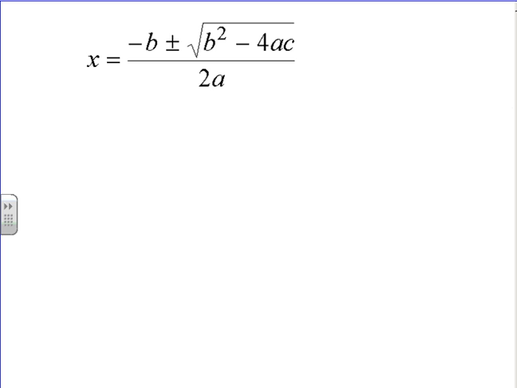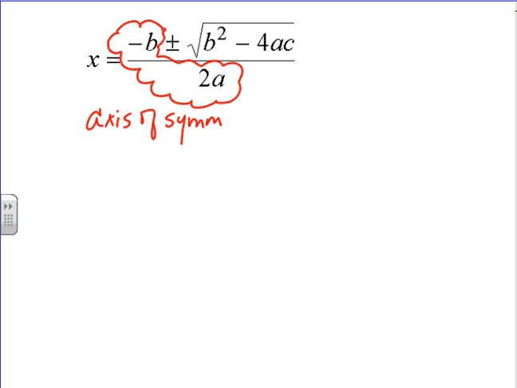Now, if we think about the quadratic formula, which is x equals the opposite of b plus or minus the square root of b squared minus 4ac all over 2a, you should recognize that this is made up of two parts. This part right here is the axis of symmetry. If you can remember that, then we can do the basis of the rest of what we're looking at. The axis of symmetry tells us where exactly that parabola is going to be centered.